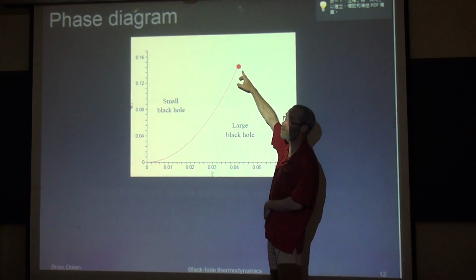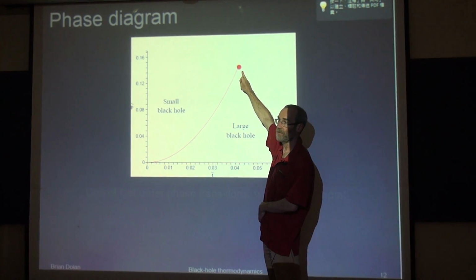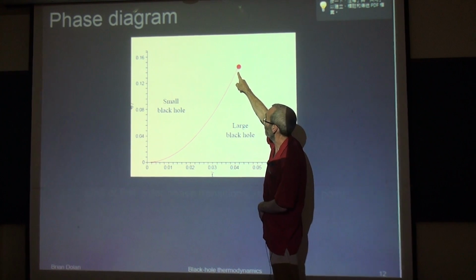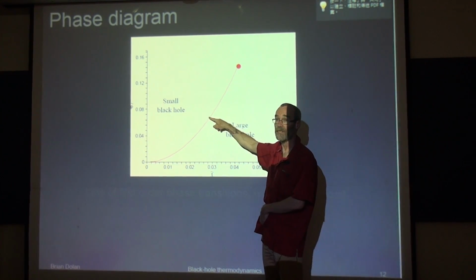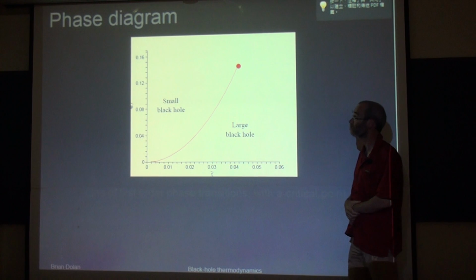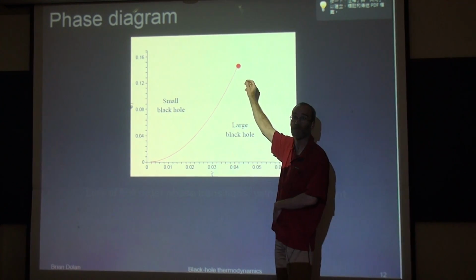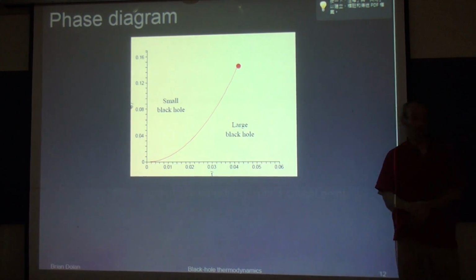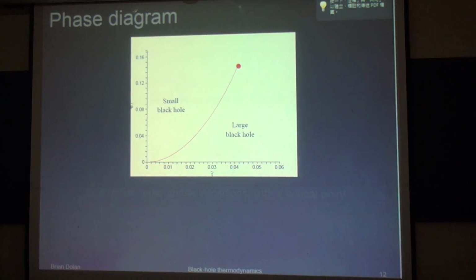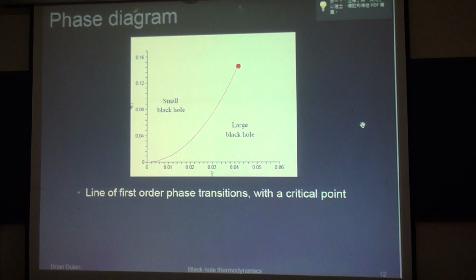This is a second order critical point. The latent heat vanishes. Once you come down here, the latent heat starts increasing, and there's a jump in latent heat across the line. And the critical point here is in the same universality class as the van der Waals gas. It has mean field exponents. So we have this line of first order phase transitions with a critical point. This is identical to the phase diagram for van der Waals gas.